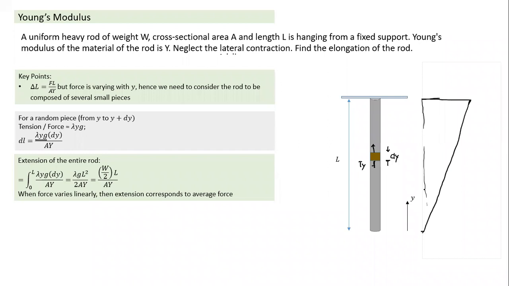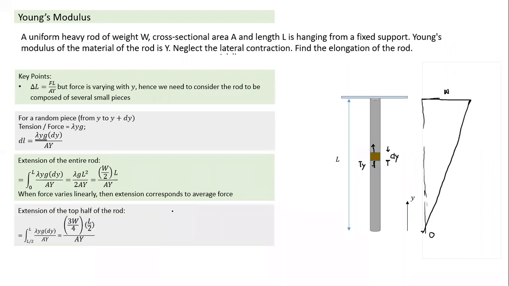This is how the tension is varying at different pieces, starting from 0, and here the tension will become W. So what we understand here, if the tension varies in a linear fashion, I can take average tension, which happens in any integration. If integration involves a quantity which is varying in a linear way with the variable, I can take average of the number. This is W by 2 into L by AY. So that is another way you can understand. When force varies linearly, then extension corresponds to average force.